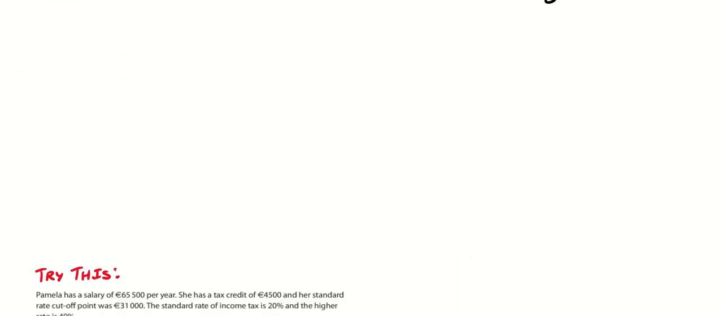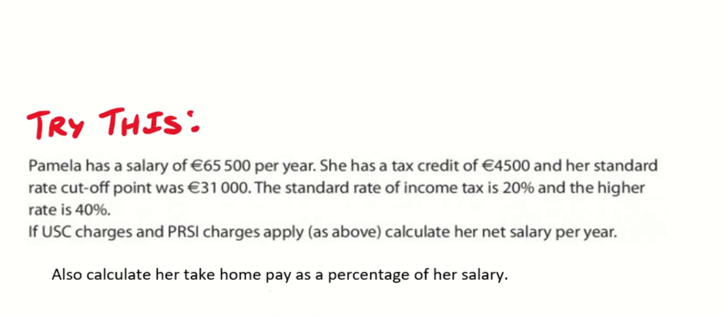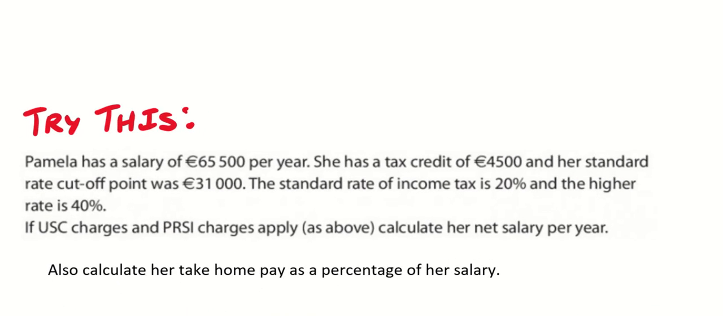Now, I have another one underneath here that you can try for yourself. So you're given Pamela's salary, her tax credit, cutoff point, and her income taxes, and the same USC and PRSI, PRSI at 4% again. Then her net salary per year and her take-home pay. So if you want to pause it now and try that question, and now I will put up the solution.